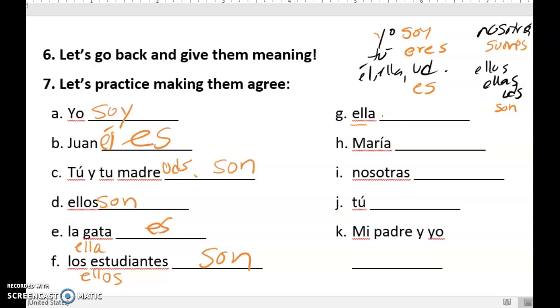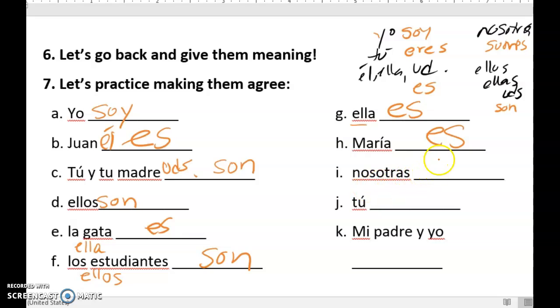Ella is already a subject pronoun, and it can only sit with Maria, singular or plural. She's singular, so it's something from the first column. Are you Maria? Do you see the subject pronoun too? No. So it's es again.